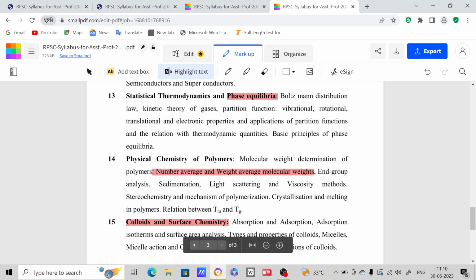So next one, polymers. Again, CSIR NET notes is more than enough. You don't need to study anything outside of that. Number average, weight average, molar mass formulas, light scattering and viscosity methods. Just remember the formulas and do questions on this.